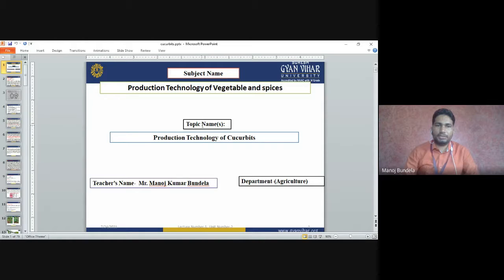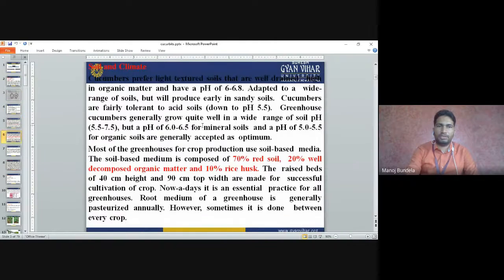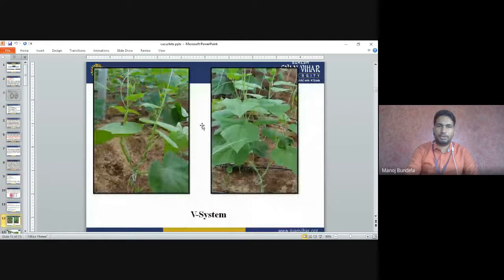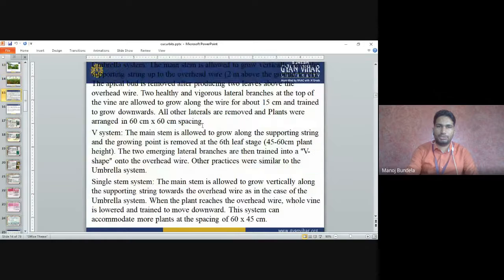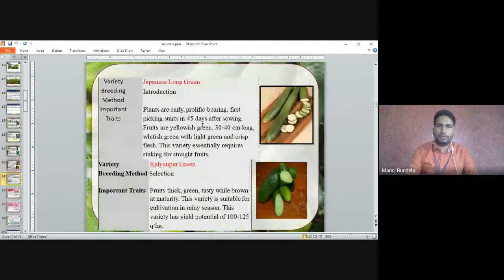So we are discussing the production technology of cucumber. First we are discussing the cucumber. We have already discussed soil, climate, temperature, sowing time, fertilizer, and training systems. We discussed the weed system, umbrella system, and single stem system. Next, pruning, and we discussed different cultivars, hybrids and varieties.